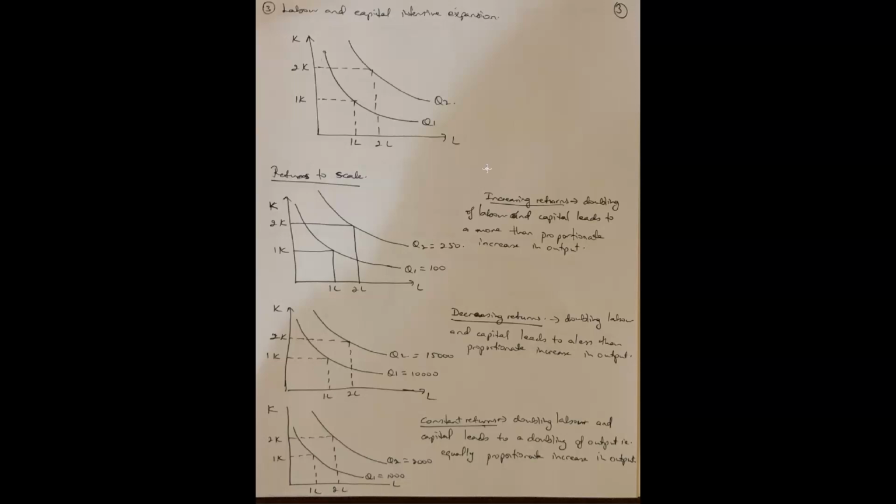So how do we depict it graphically? First of all, let's say that you've got your initial isoquant curve, Q1, and at Q1, the output is 100, where there's 1K and 1L employed. Now let's say you were to double your labor and capital. So capital goes up from 1K to 2K, labor goes up from 1L to 2L. And this will result in an outward shift of the isoquant curve from Q1 to Q2.